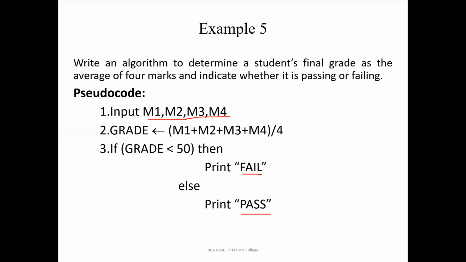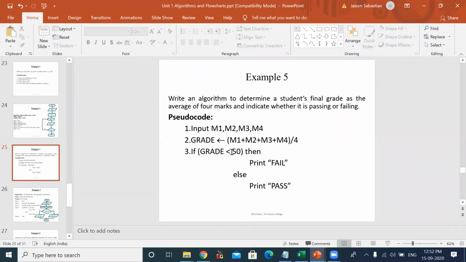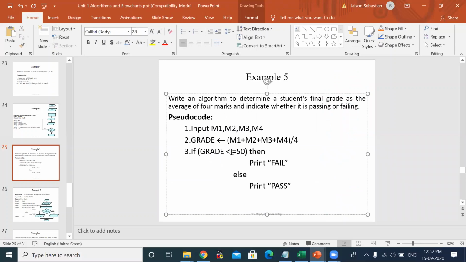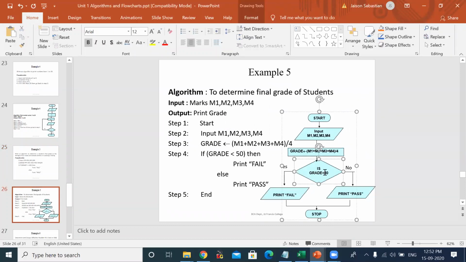If you want, you can just give if it is less than or equal to 50, the student will be fail. And if it is greater than 50, so if it is less than or equal to 50 also, we are making it as fail. Okay. So how to write the algorithm now? Here, as you can see, I'm changing here also less than or equal to.